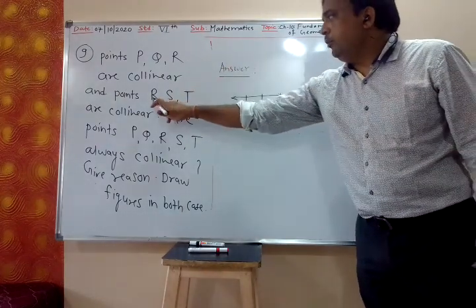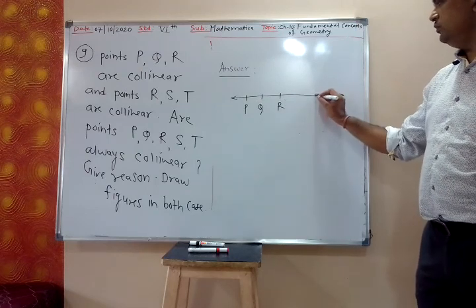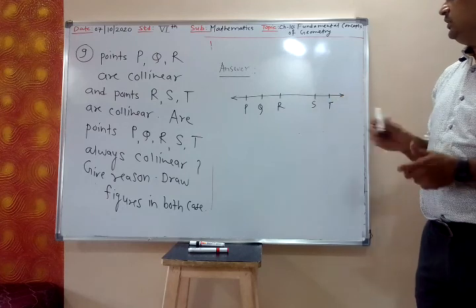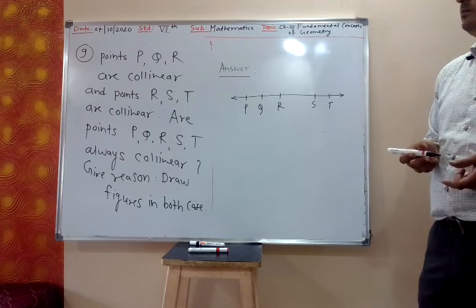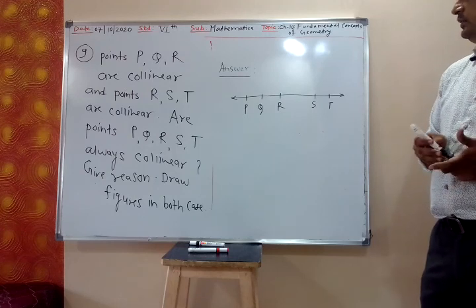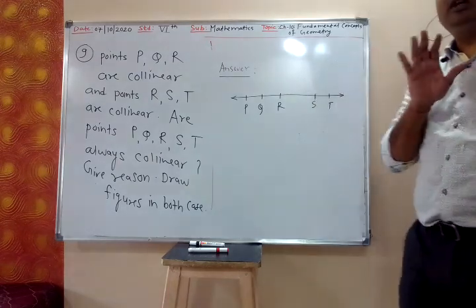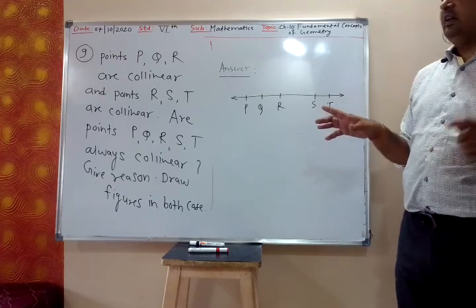Now further, the points R, S, T. R is already there, so take one more point S, one more point T. Now take the points R, S, T. Are the points R, S, T collinear? See here.